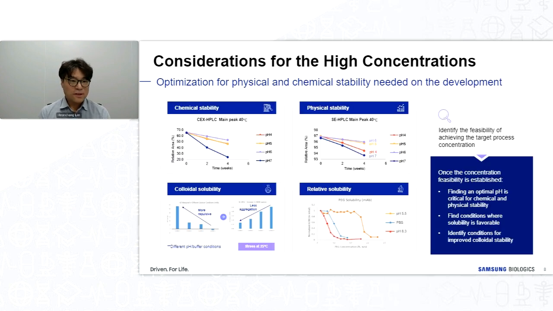Some considerations for formulating at high concentration are also applicable for formulating biopharmaceuticals at any other concentration. For instance, it is imperative to identify conditions that support the chemical, physical, colloidal, and solubility properties in any case. Here are some examples of how formulation pH and buffer system can have a profound impact on the chemical, physical, colloidal, and solubility behavior.